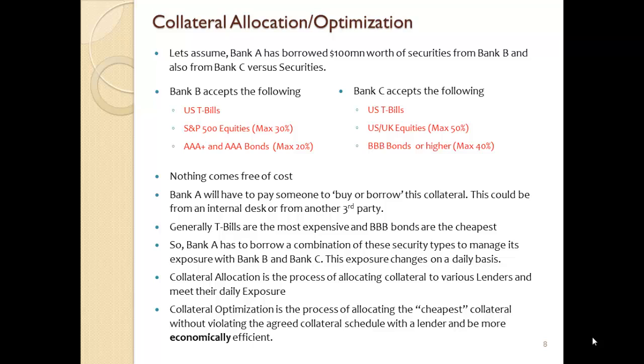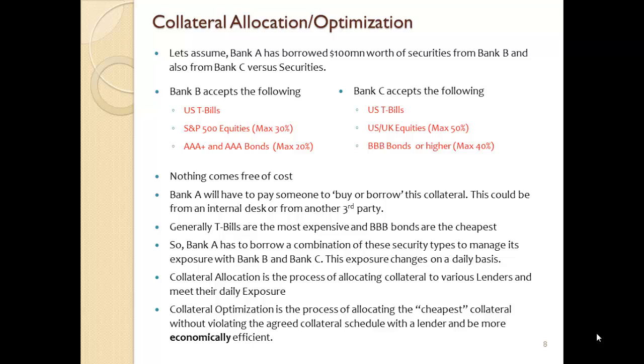Collateral allocation is the process of allocating sufficient collateral to various lenders, in this case Bank B and Bank C, to meet their daily exposure. Whereas collateral optimization is a process of allocating the cheapest collateral without violating the agreed collateral schedule to a particular lender and be economically efficient. The keyword here is to be economically efficient.